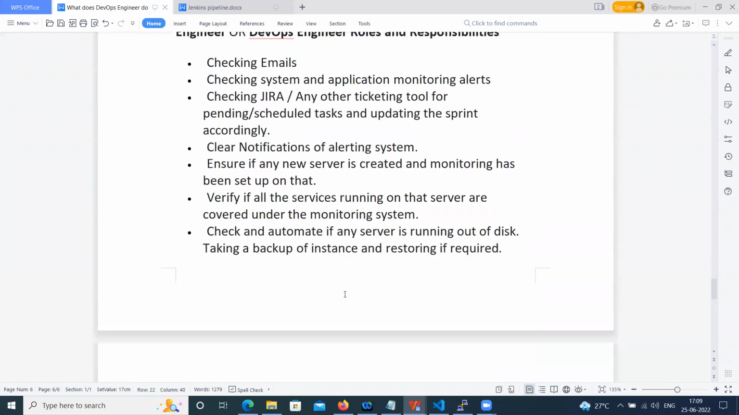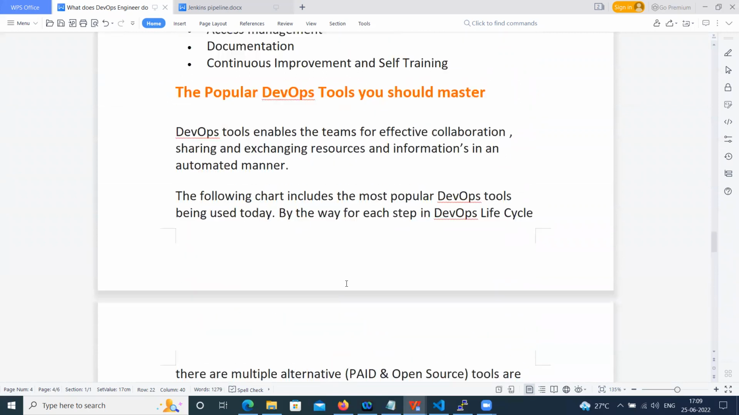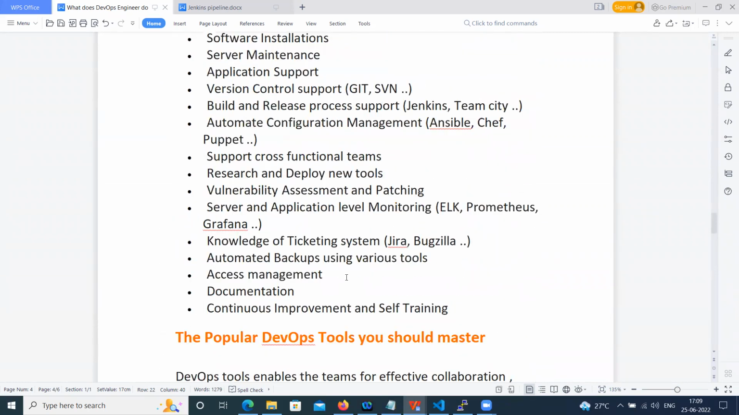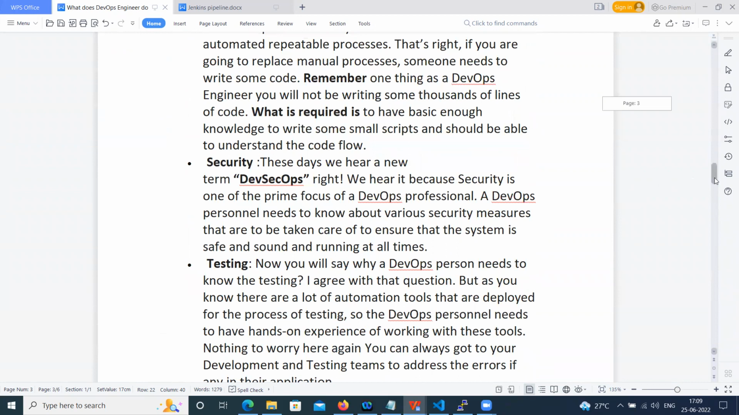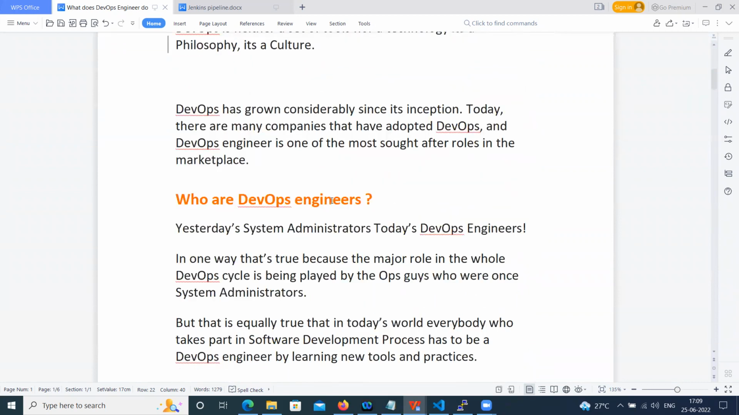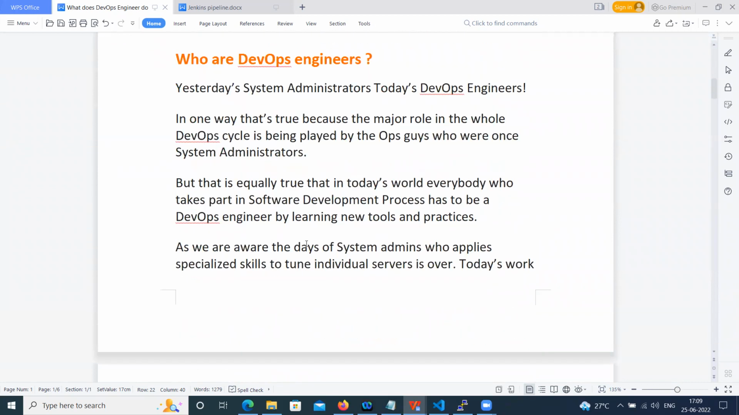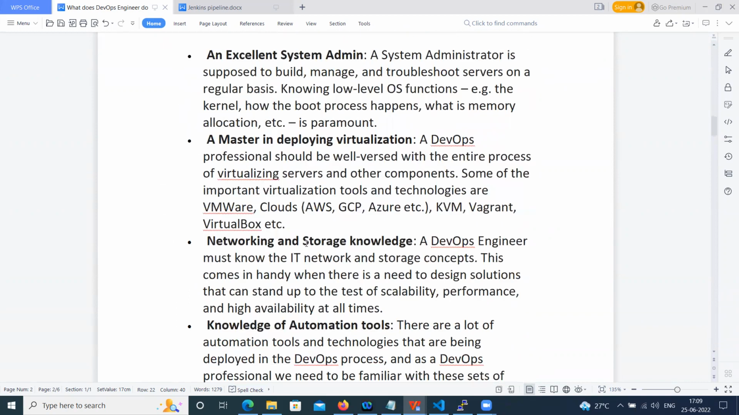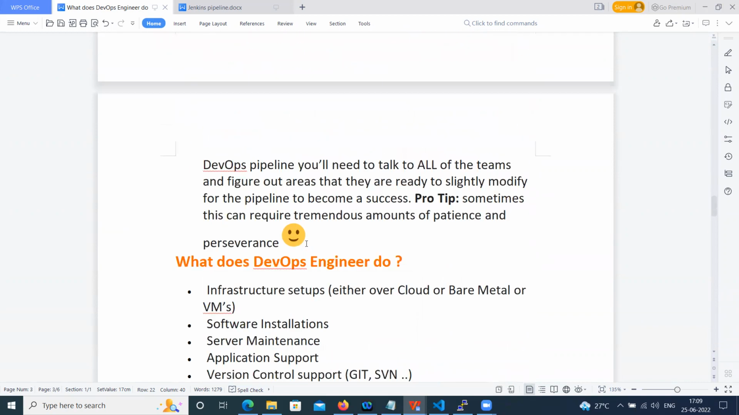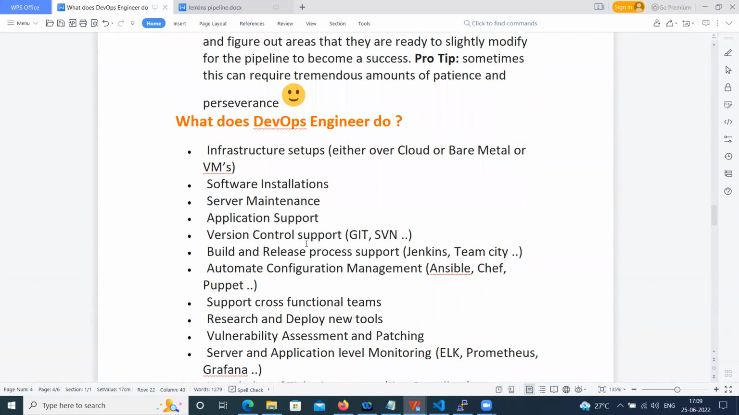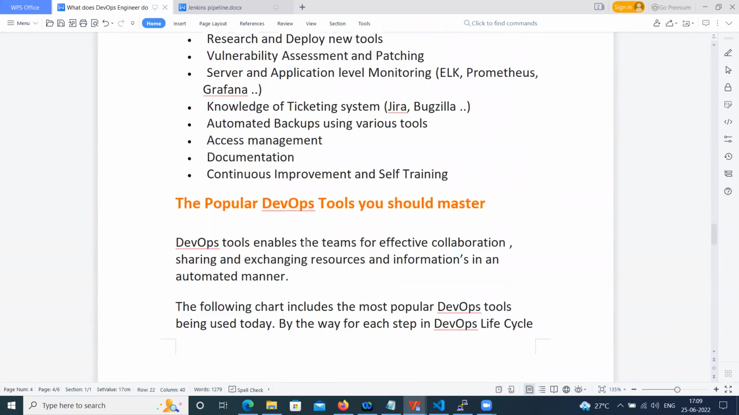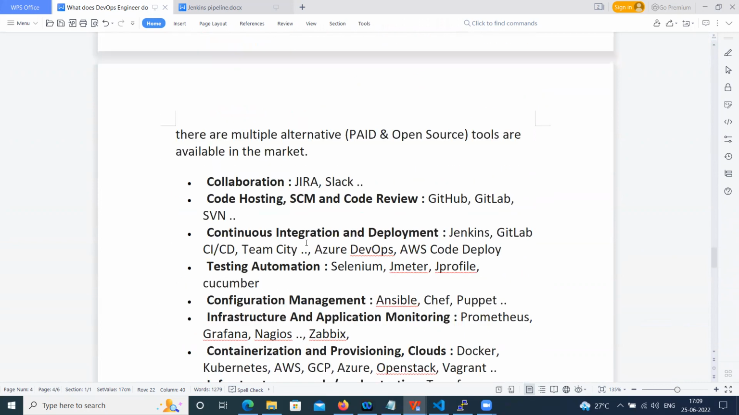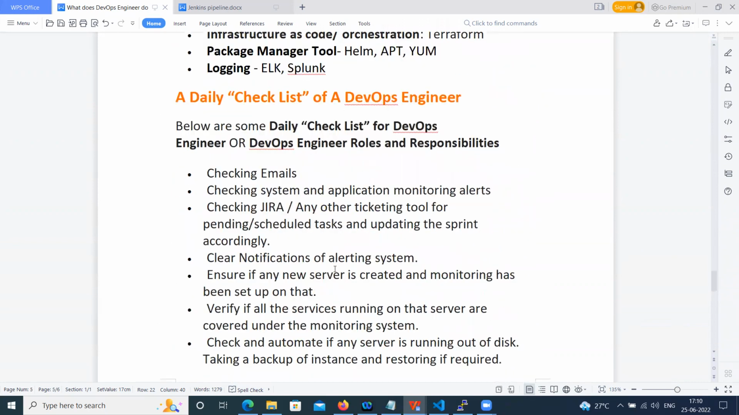So now you have a clear idea about what DevOps is, who the DevOps engineer is, what skills a DevOps engineer must possess. Next, what does a DevOps engineer do, what are the popular DevOps tools, and then what are the daily tasks of a DevOps engineer.